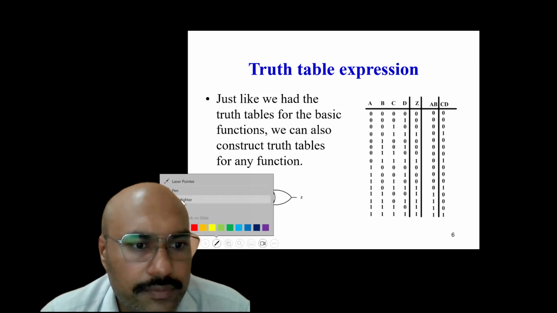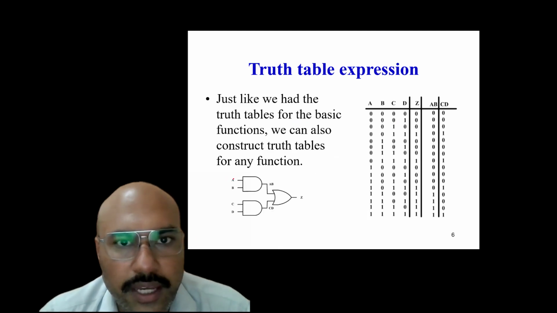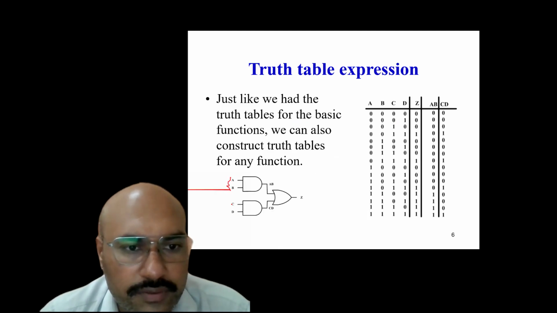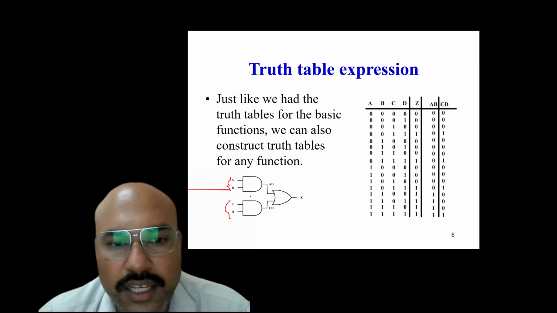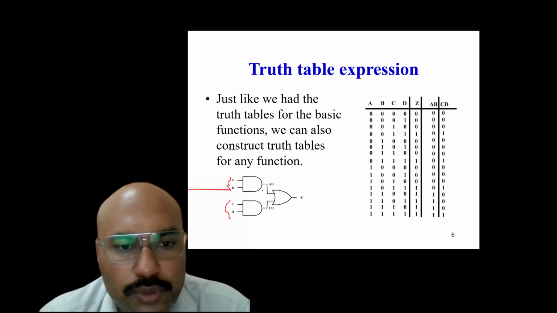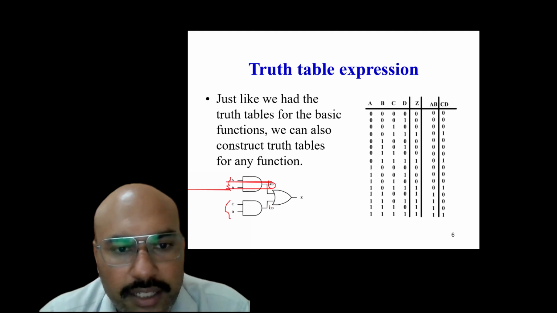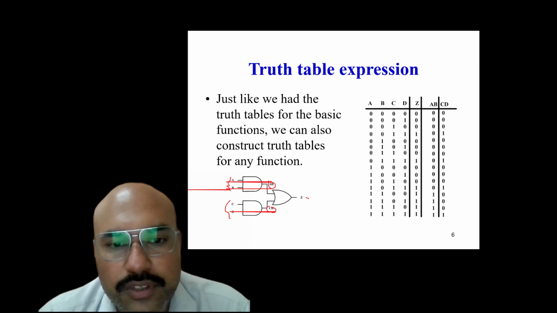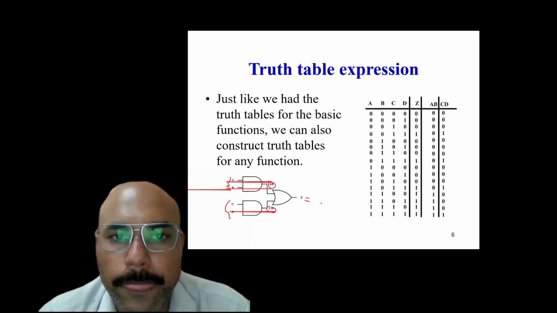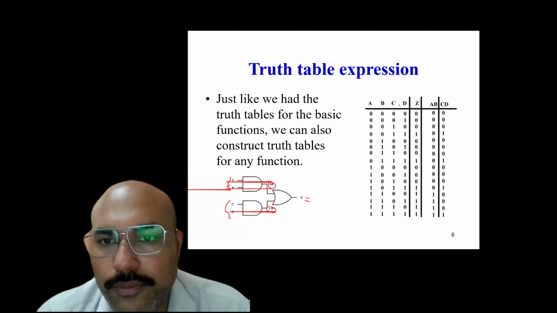So here A and B are the inputs, these two are the inputs for the function, and C and D are the other two. If we pass A and B through an AND gate, then our output should be AB, and the output of the other logic gate will be CD. And the resultant output is Z equals AB plus CD. So this can also be presented in the form of a table.